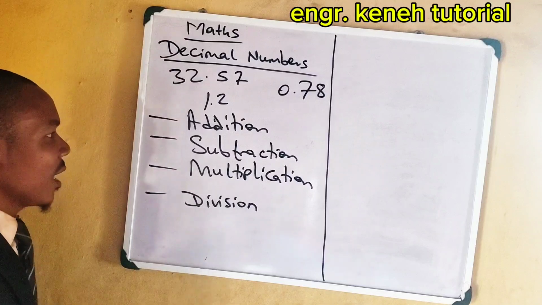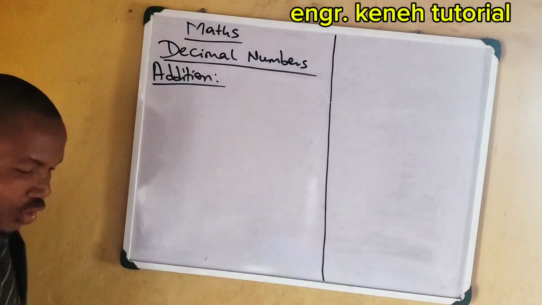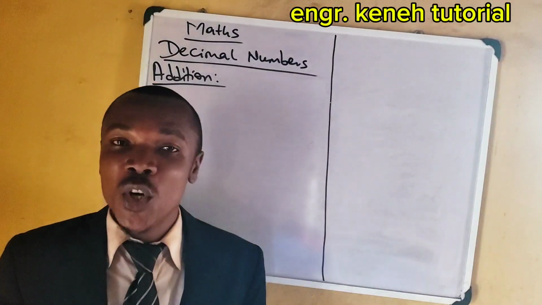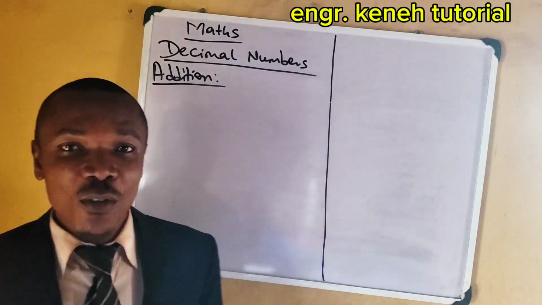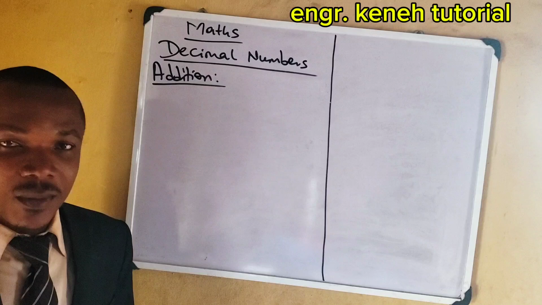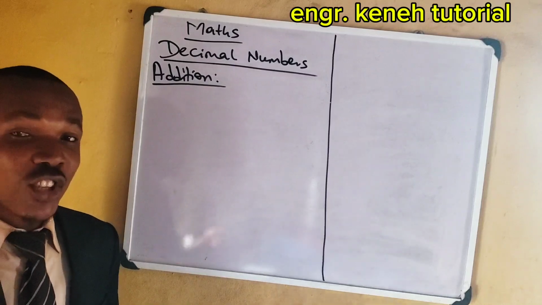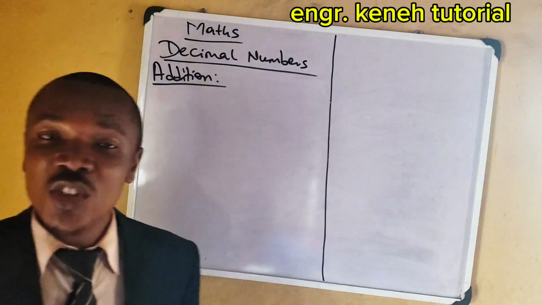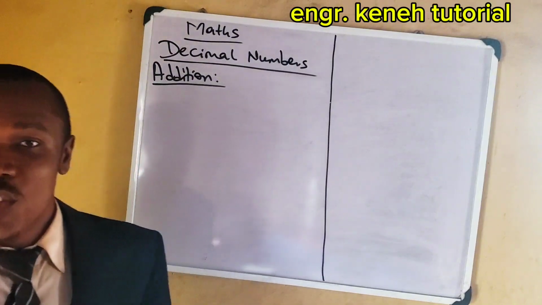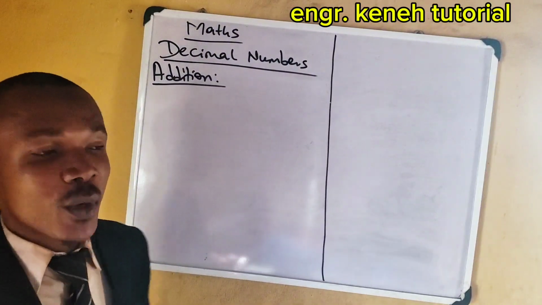While solving addition, you have to make sure that the decimal point of the second number must be directly under the decimal point of the first number before you add. You have to arrange it in such a way that decimal point is under decimal point. If not, automatically you are going to get it wrong. Let us solve with an example.